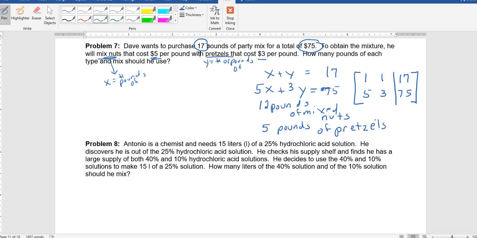Problem 8 is dealing with hydrochloric acid. Basically what's going on is this chemist needs a total of 15 liters of this solution at 25%. He looks on a shelf, but he has 40% and 10%. This solution is higher, so it'll bring up this one because he's lower. So if we combine them, we should be able to get to 25%. He wants to make 15 liters, so there's our total.